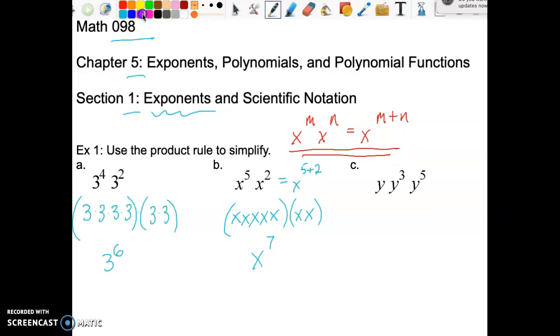The only other thing to add to this is don't forget that if you have just a variable, then it's implied to be to the 1st power. And let's say you have another, you just keep adding. 1 plus 3 is 4 plus 5 is y to the 9th power. If you're not quite getting that, feel free to write it all out just like I did here or here, but otherwise you can just add your exponents.